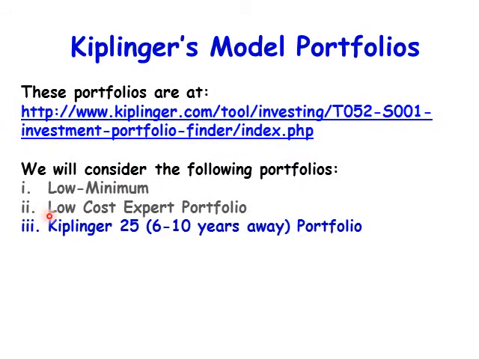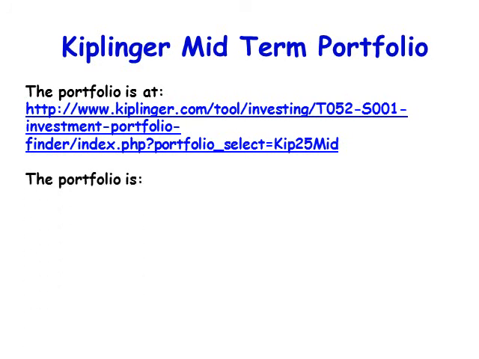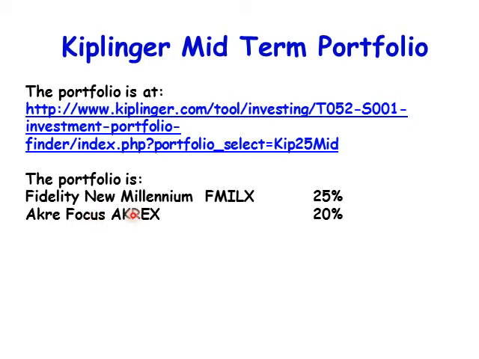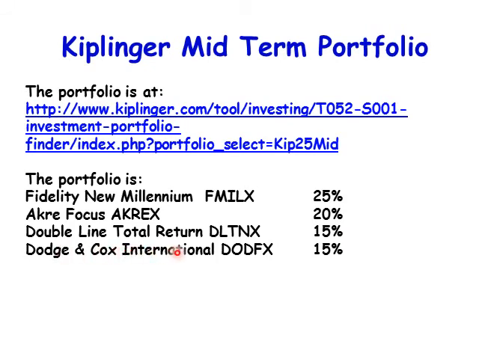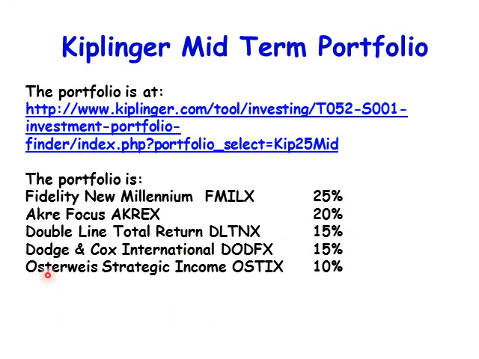Now we look at the next portfolio, which is from the Kiplinger 25 list, for 6 to 10 years away. That's the intermediate term portfolio here, and that portfolio is at this location here. The portfolio is Fidelity New Millennium 25%. This is my large cap. Akre Focus, AKREX, 20%. And DoubleLine Total Return fund is 15%. The DoubleLine Total Return fund is new, has about 3.5 to 4 years of history. And Dodge & Cox International is 15%.